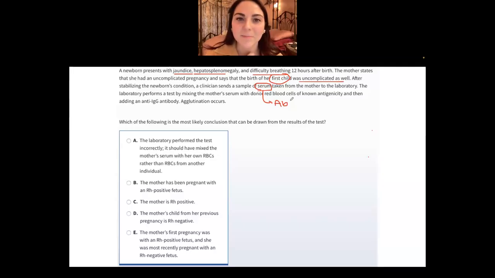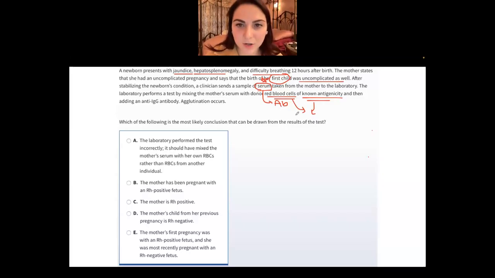So we have serum, we're adding these known red blood cells. We know what's on their surface. So these are your check cells, right? Your Coombs check cells or your Coombs cells. So this is your indirect Coombs test. So they're performing an indirect. You always perform indirect Coombs test on serum.